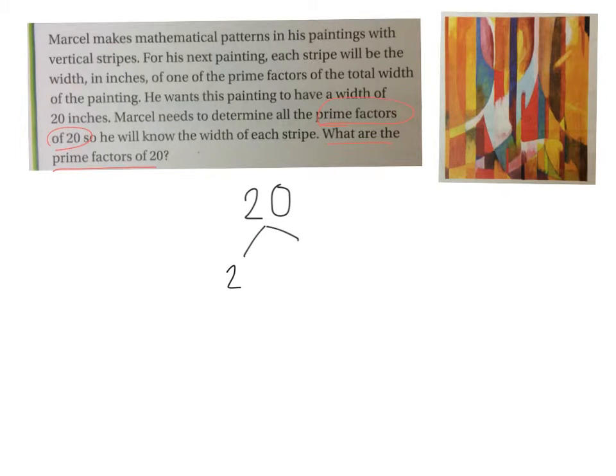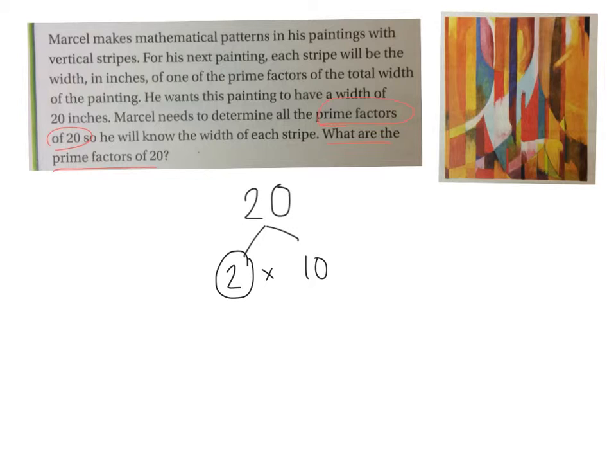Okay, so we can do 10 times 2. Those are 2 factors of 20. Then we need to check in with the factors. Is 2 a prime number? Yes. How do you know 2 is a prime number? Siddharth? It only has 2 factors, which are 1 and 2. Okay, so if 2 is a prime number, we're going to circle it. Every time we find a prime factor, we're going to circle it.